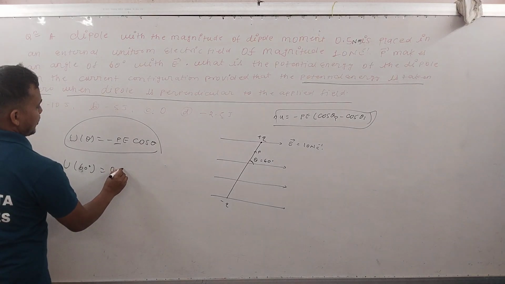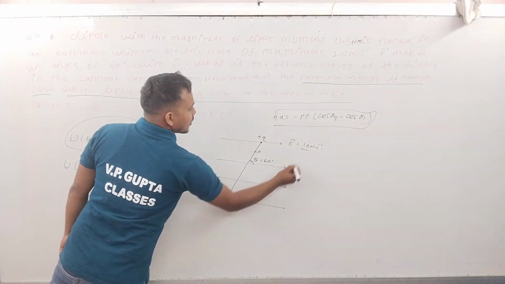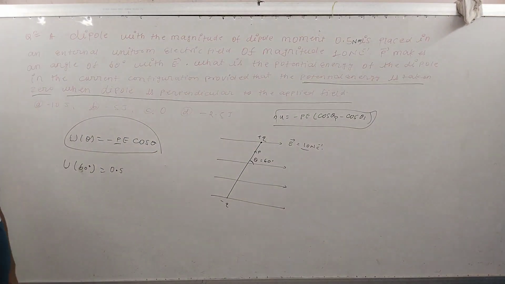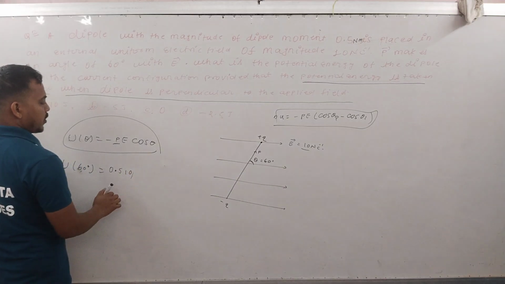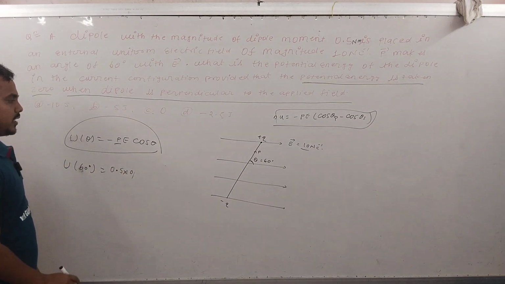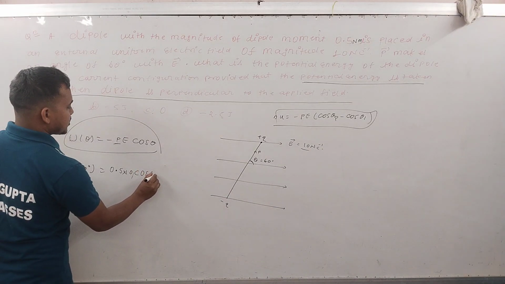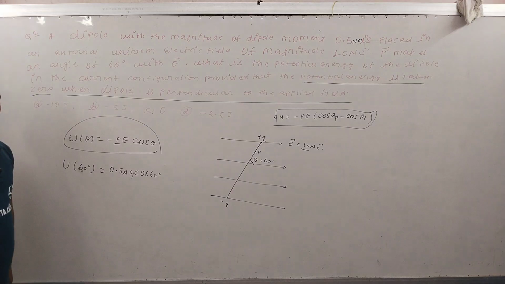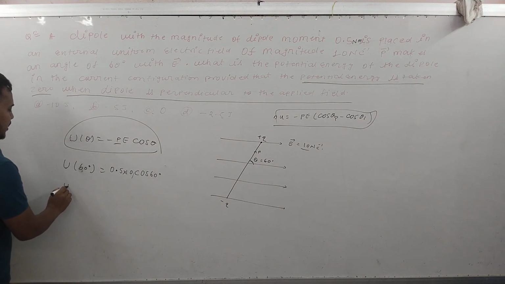Okay, 0.5. And what is the value of electric field? This is 10 Newton per coulomb. Okay, multiply. And what is the value of cos 60 degree? What is the value of cos 60 degree? U at angle 60 degree.